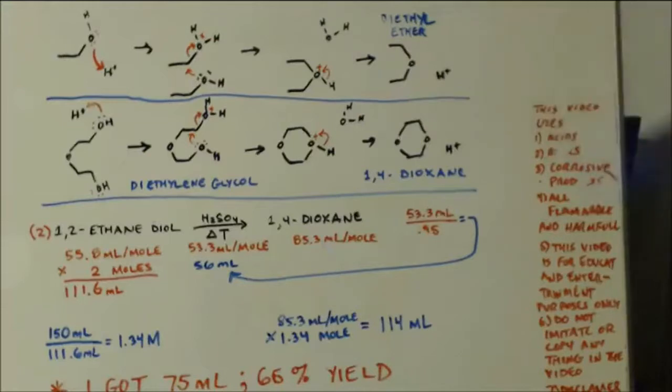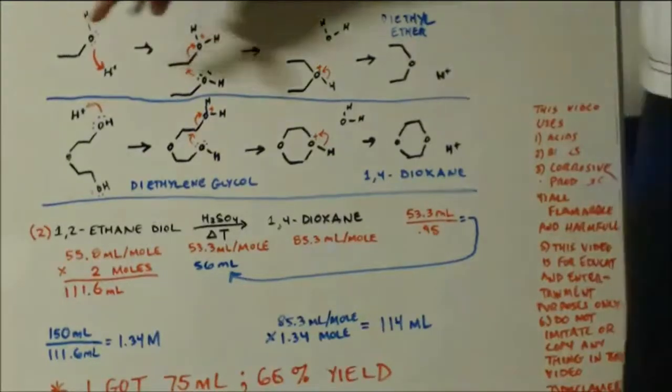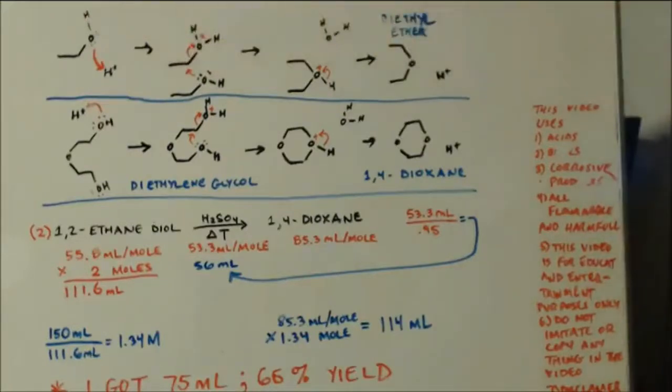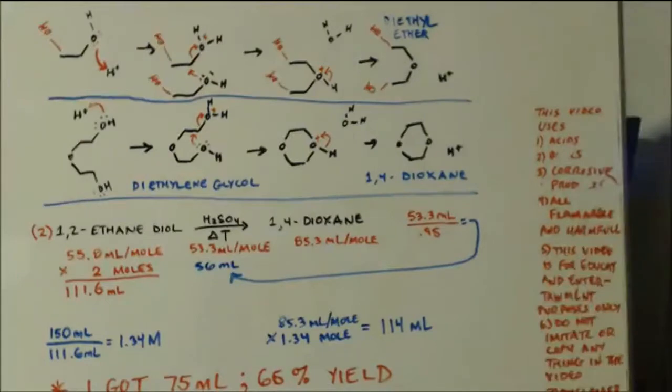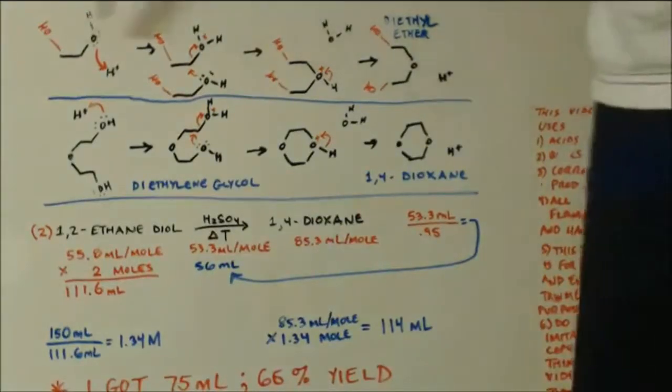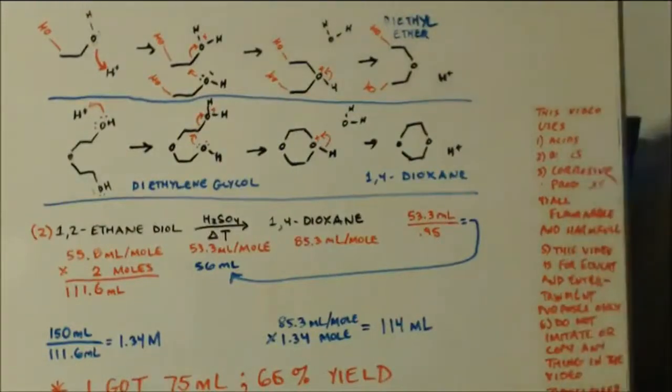Now, I want to show you the mechanism to make 1,4-dioxane. Watch what I'm going to do to this. I'm going to change it so that it becomes how to make 1,4-dioxane. Do you see what changed? I changed the ethanol into 1,2-ethanediol, which most people call ethylene glycol.